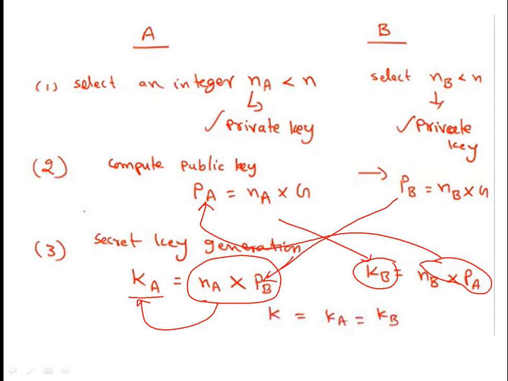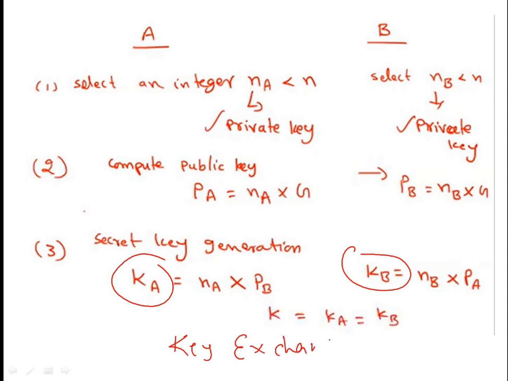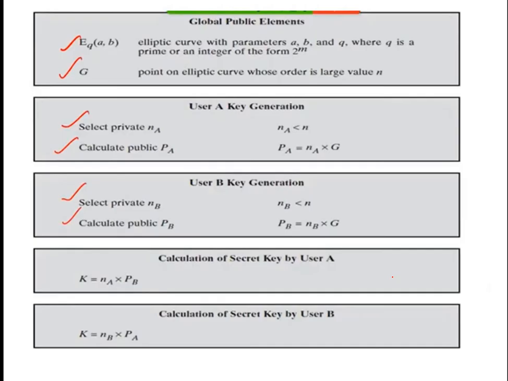Then we need to check the values of KA and KB. If both are the same, we call it key exchanged. Otherwise, we call it key not exchanged. So we need to check the values of KA and KB. If both are the same, we call it key exchange. Okay, I hope this point is clear to all of you.